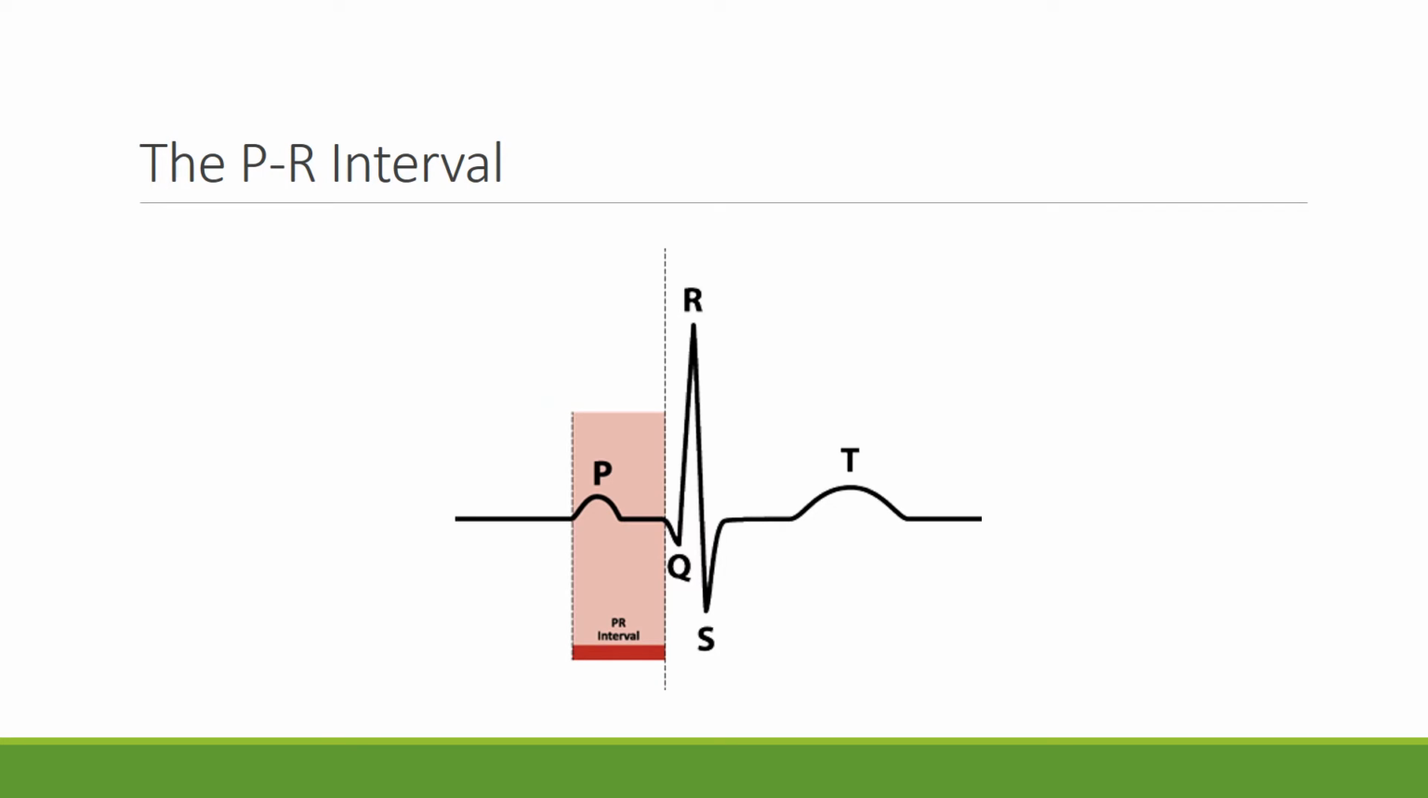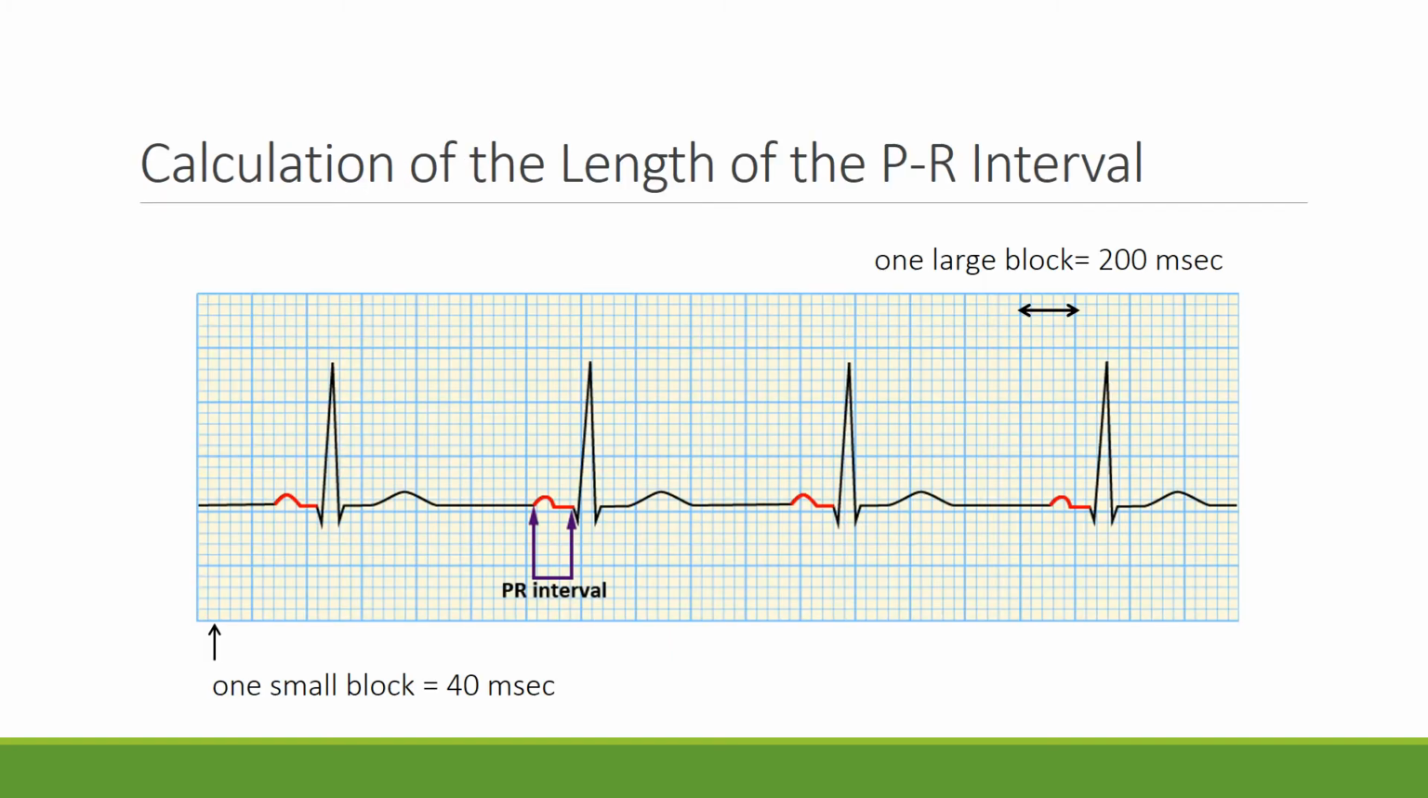The highlighted portion of this ECG is the PR interval. It is the period of time from the beginning of the P wave to the beginning of the QRS wave. Let's look at how you would calculate the length of the PR interval. As you look at this graph, one of the very small blocks is equivalent to 40 milliseconds. One of the large blocks, which is composed of 5 of those small blocks, is equivalent to 200 milliseconds.